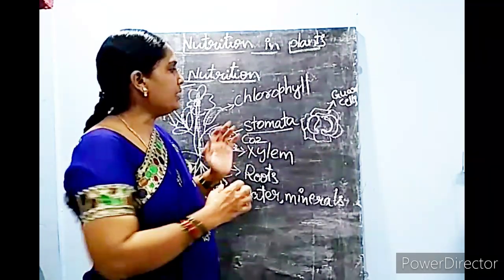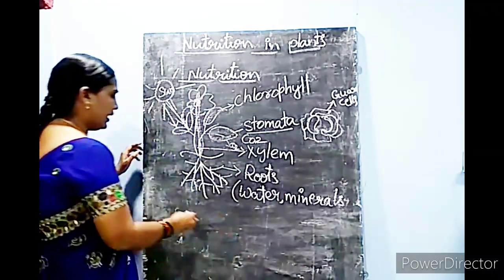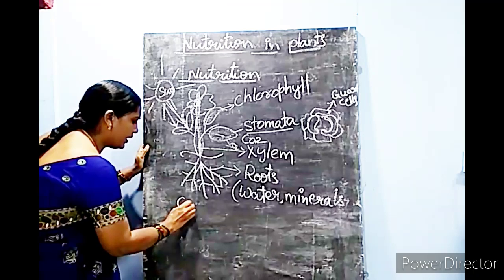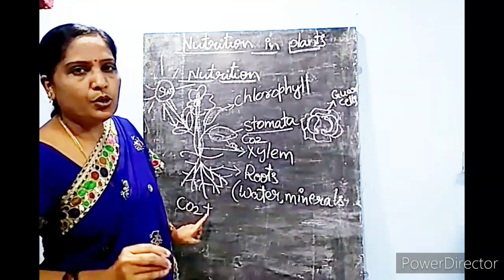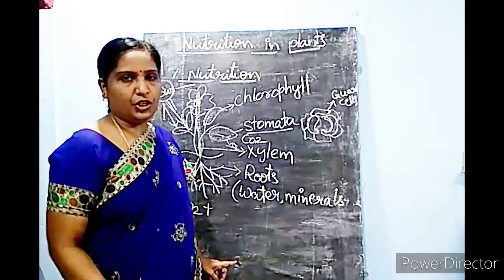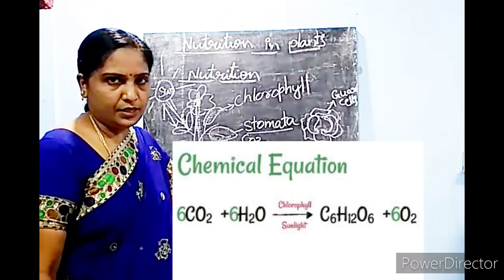So when we see this whole process in an equation, it comes like this. They're using carbon dioxide. Instead of symbols, you can even write a word equation. Instead of CO2, the symbol for carbon dioxide is CO2.